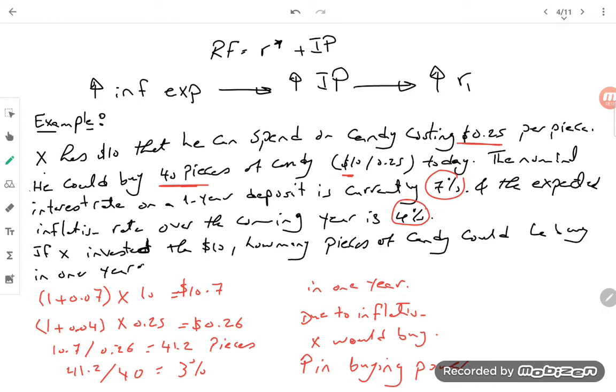So once again, X is going to buy candy. The cost of each one of them is $0.25. He is going to buy 40 pieces for $10. And instead of spending this money today, he is going to invest the $10 for 1 year and get a 7% interest rate in return. And after that, he is going to use the money, principal plus interest, in order to buy the candy, given that the inflation rate is 4%.